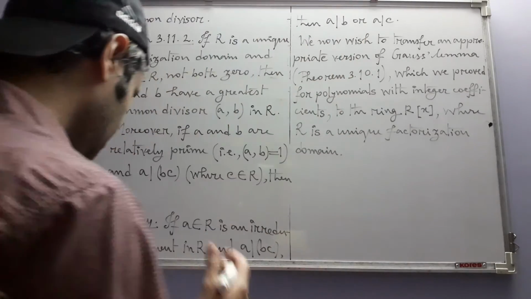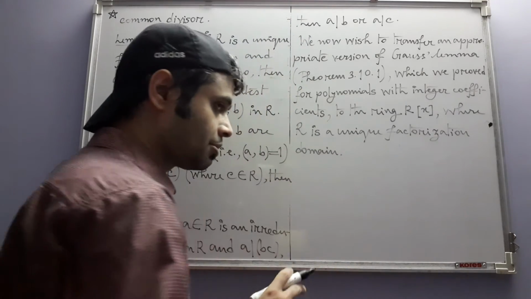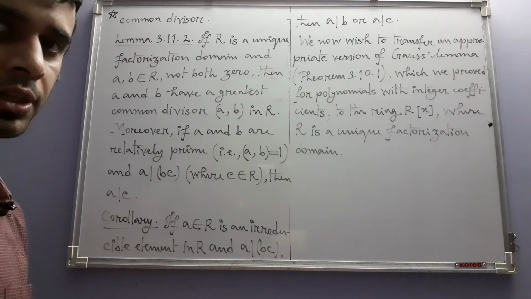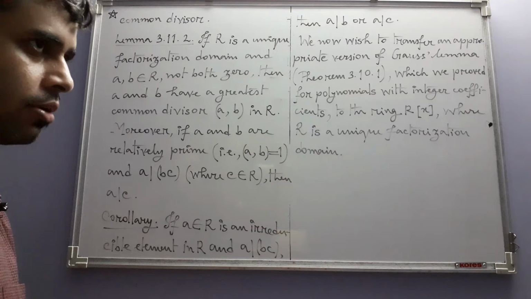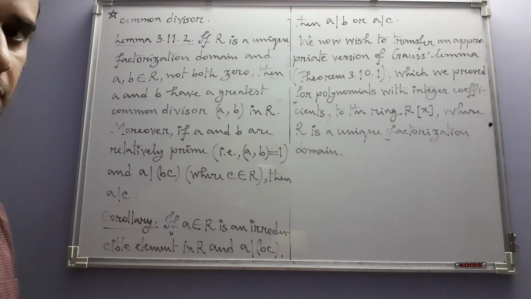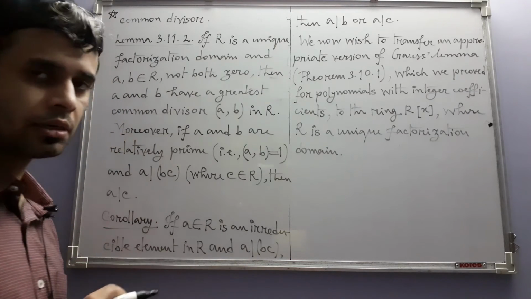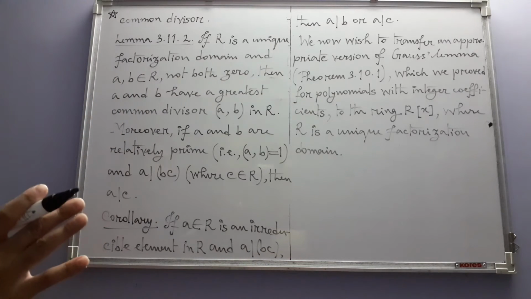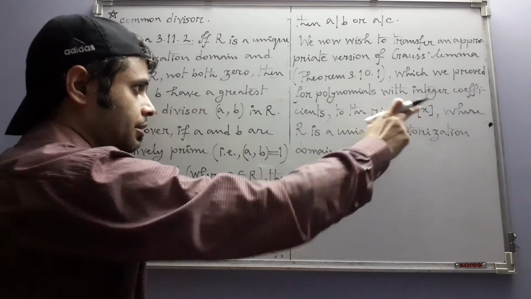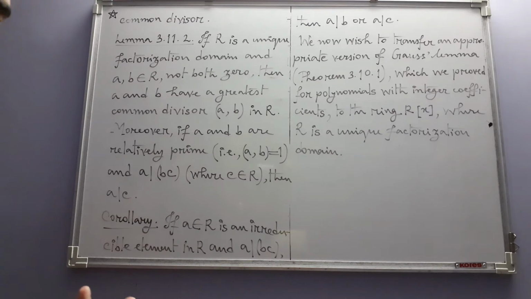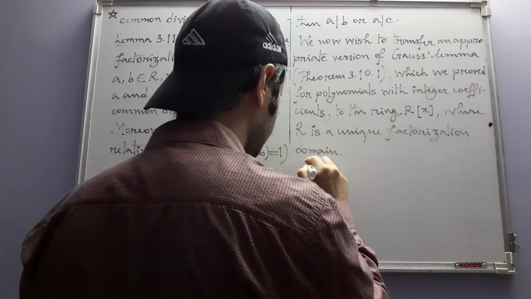Okay, now before we do that, we also have to define those things that we needed in Gauss lemma, namely content of a polynomial, primitive polynomials, that we defined in the context of integer polynomials. Now we have to do those same things for polynomials in R[x], where R is a unique factorization domain. So let's do that.